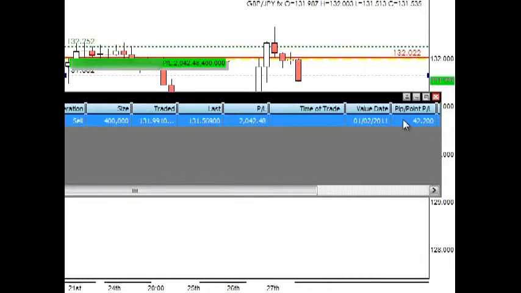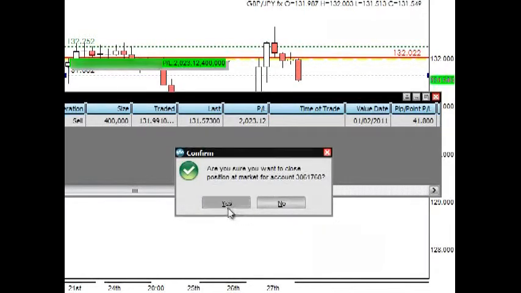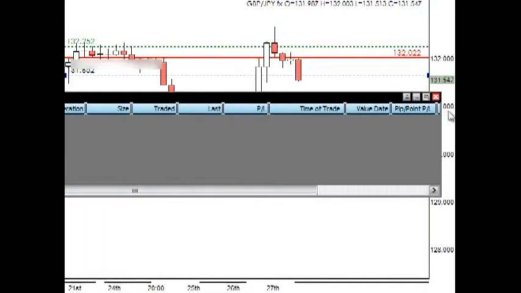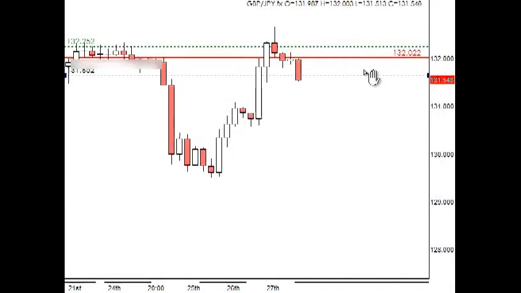Close with 42 pips profit. Close it right now and lock in those pips. Perfect. So that was a successful trade. Sorry I didn't update halfway through the trade. I was really busy, so I couldn't update it halfway through the trade.